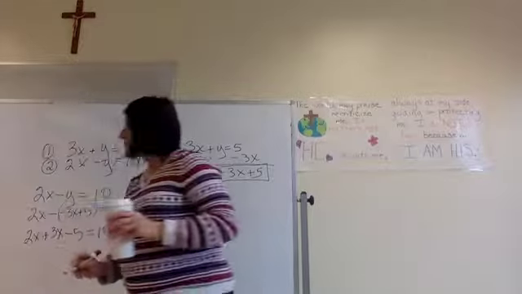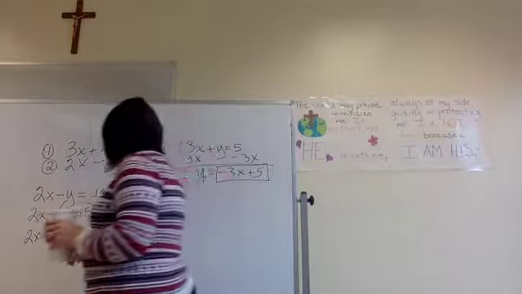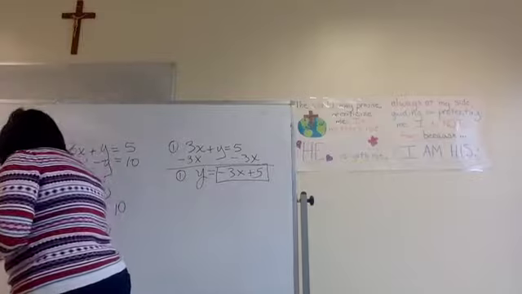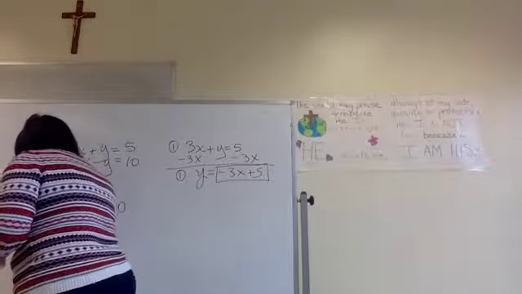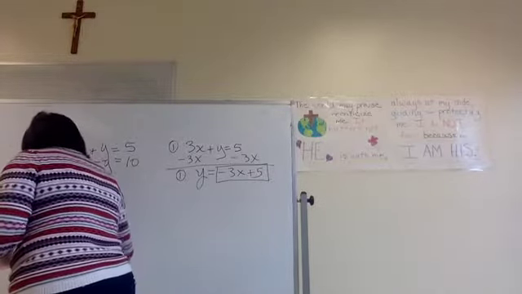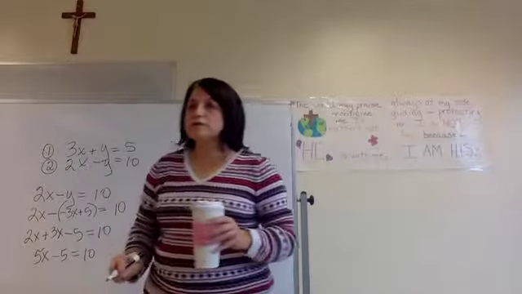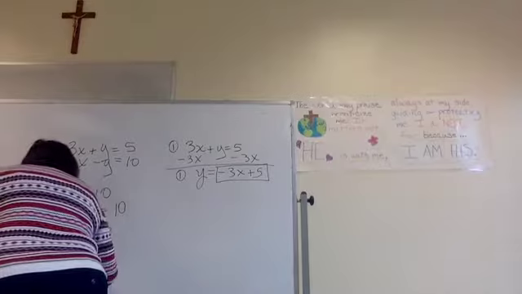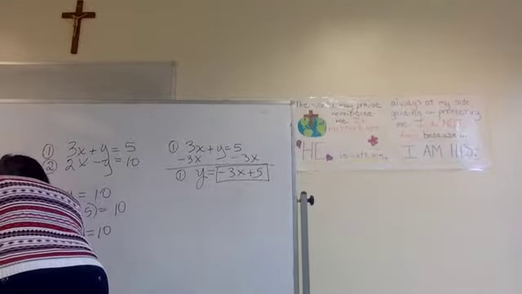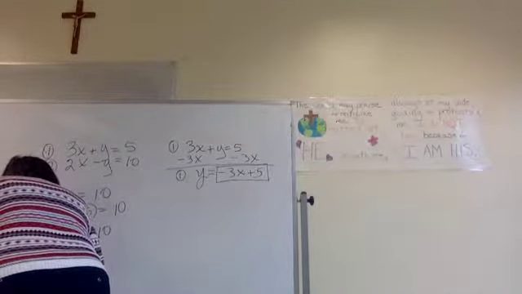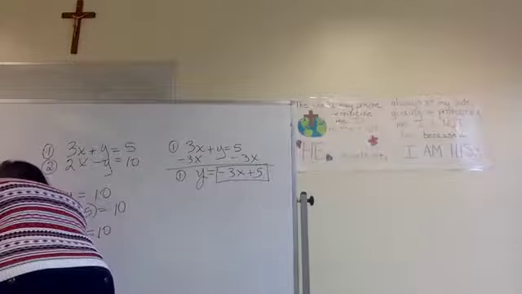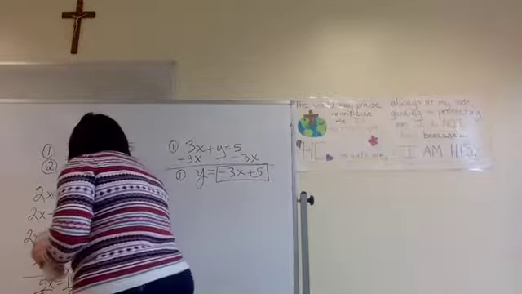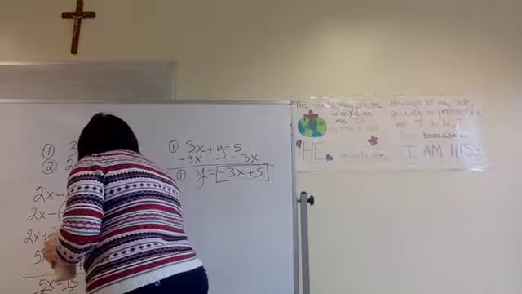All right, now what? Add the like terms, okay, and I get 5x minus 5 equals 10. All right, and what do I do next, Madeline? Add 5 on both sides. Add 5, and I get 5x equals 15. Divide by 5, divide by 5. X equals 3.